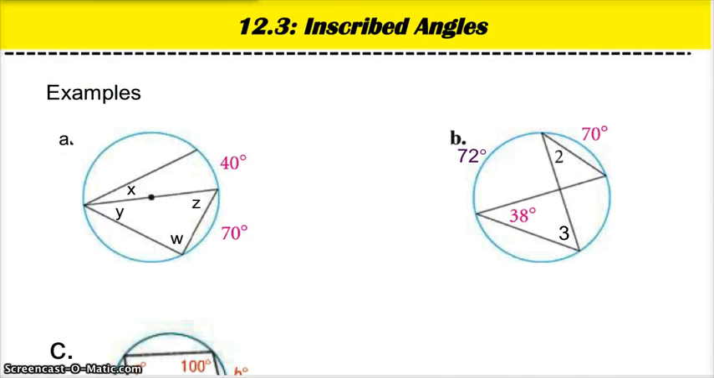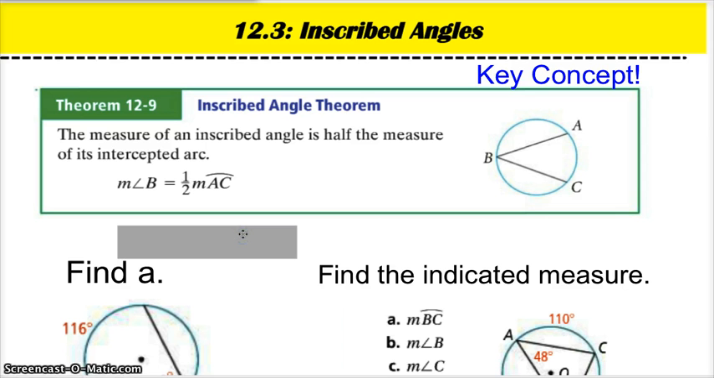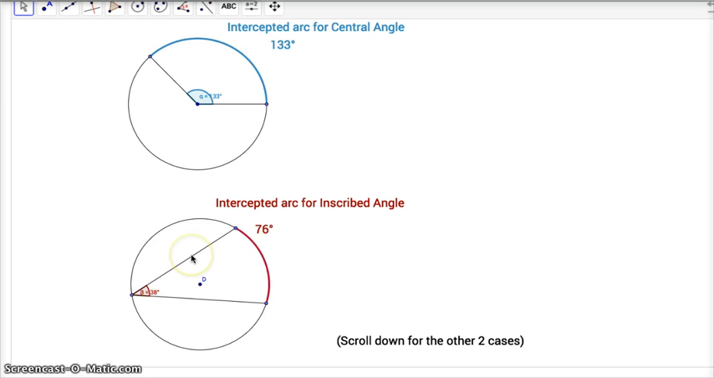Key concept. When you talk about the measurement of an inscribed angle, it is half the measure of its intercepted arc. So if angle B is 36 degrees, then arc AC is 72. So the angle is always half, or the arc is double. And I have an animation that shows you that, in case you don't believe me. Notice the angle is labeled B down there, says it's 38 degrees, and the arc is 76. So it's double or half, depending on which way you're looking at it.